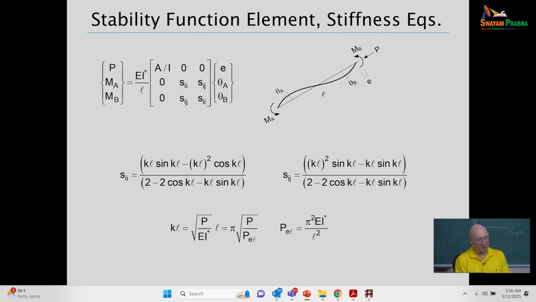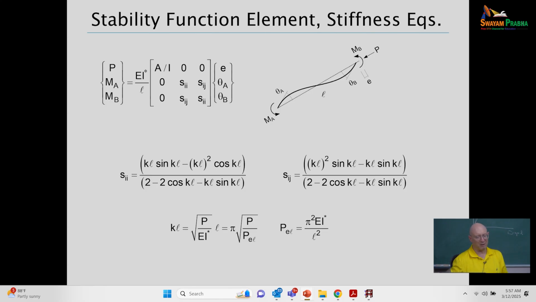In fact, little kL here is basically the square root of P over EI times L. Or if we manipulate that, we can say that's actually pi times the square root of the applied axial load on the element over P_E script L. And P_E script L, same notation we've been using the last couple of days, means pi squared EI over the element length squared. Okay?